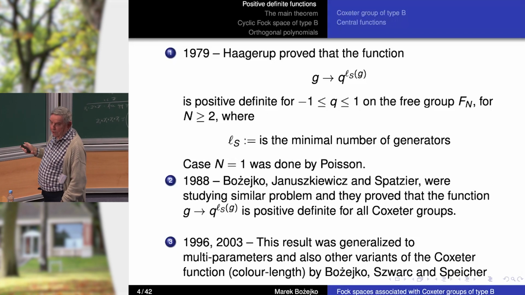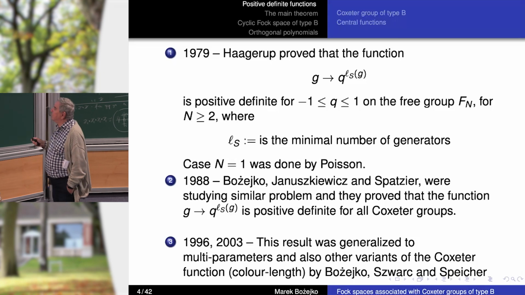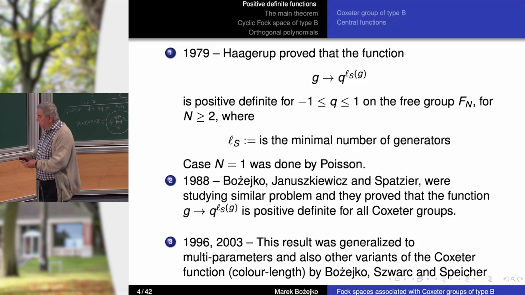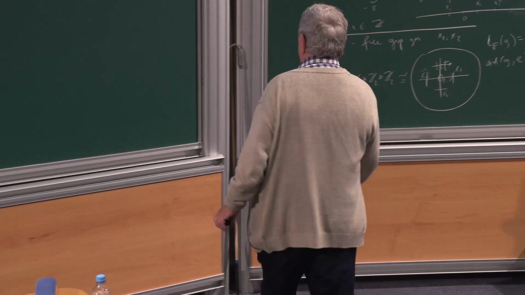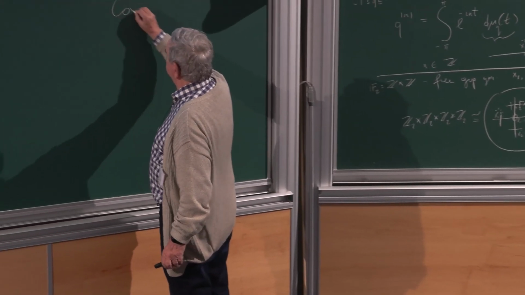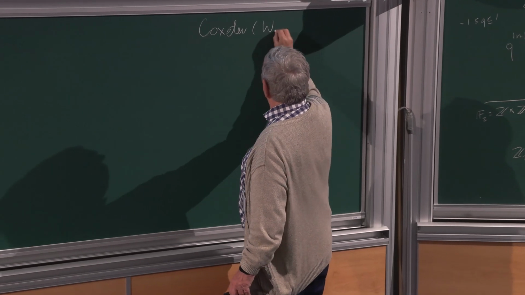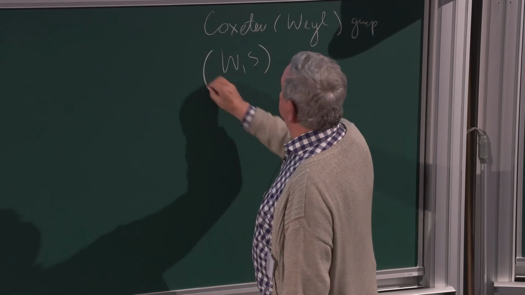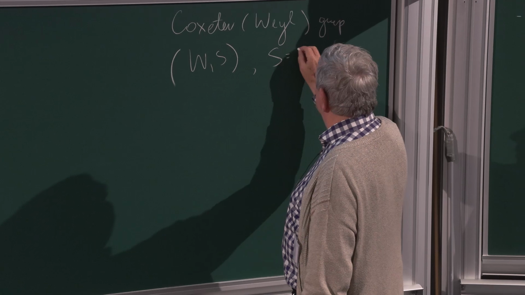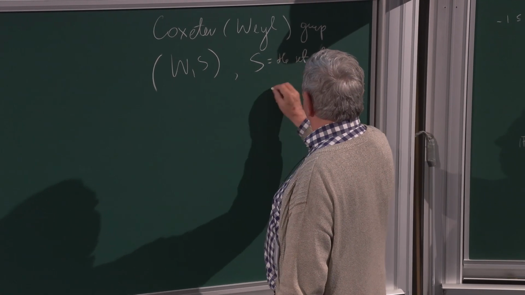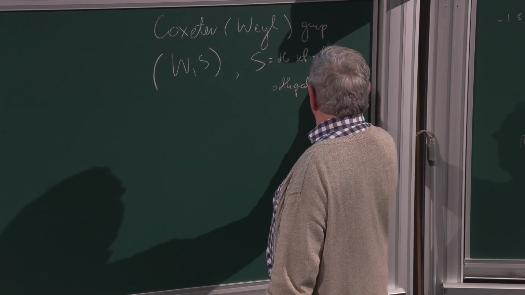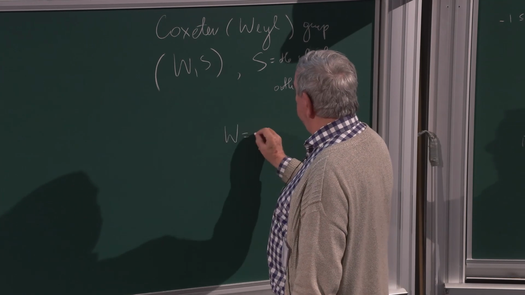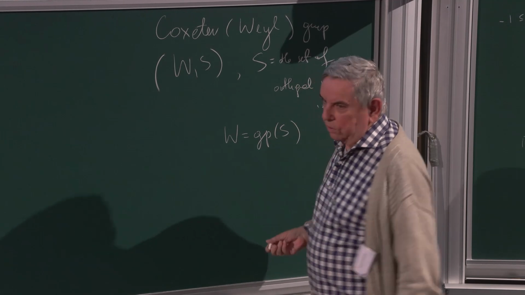many years ago, I was just a young boy almost, that the function q to the length is positive definite for all Coxeter groups. And a Coxeter group is nothing else than a group generated by orthogonal reflections, or some people call them Weyl groups, Hermann Weyl groups, (W, S). That means that S is a set of orthogonal reflections in some Euclidean space Rn, and W is the group generated by that set. So it's a very simple case.